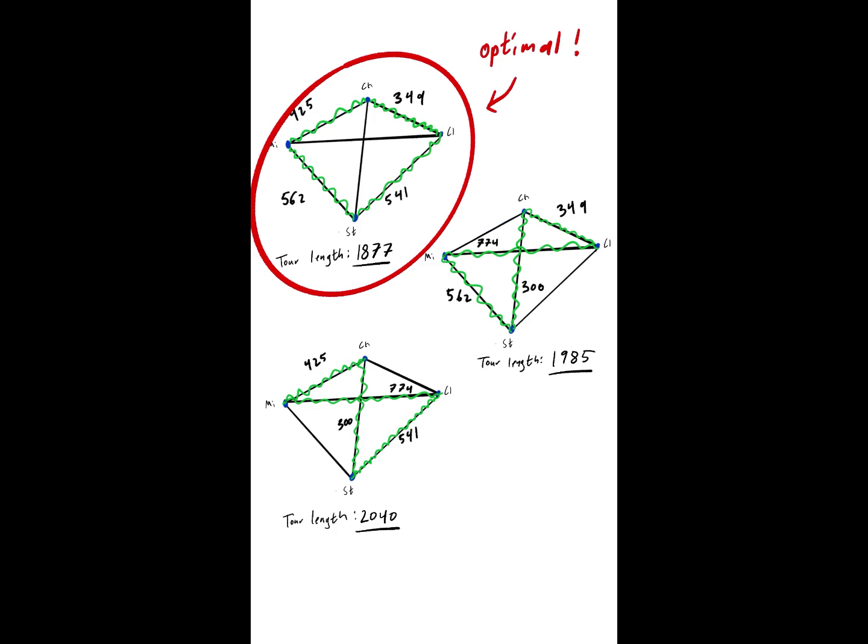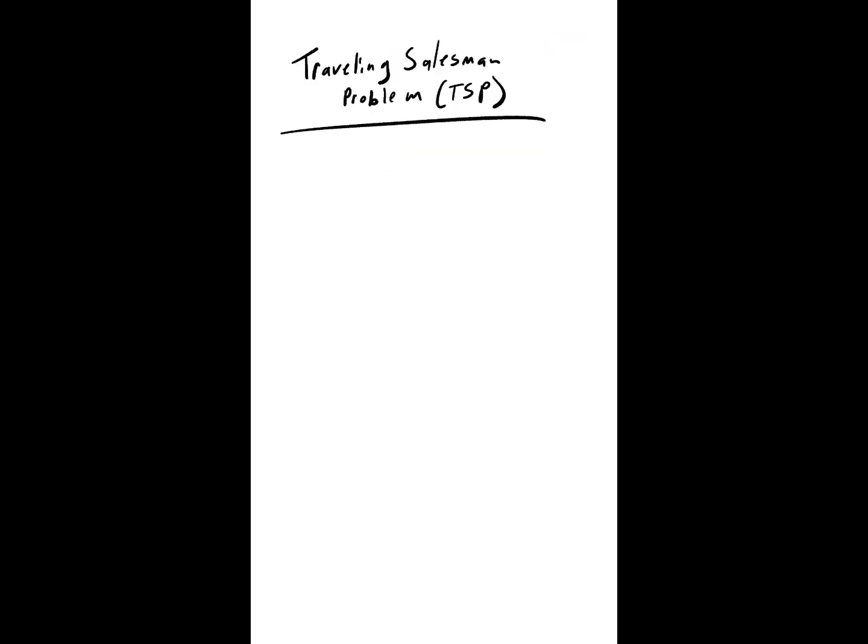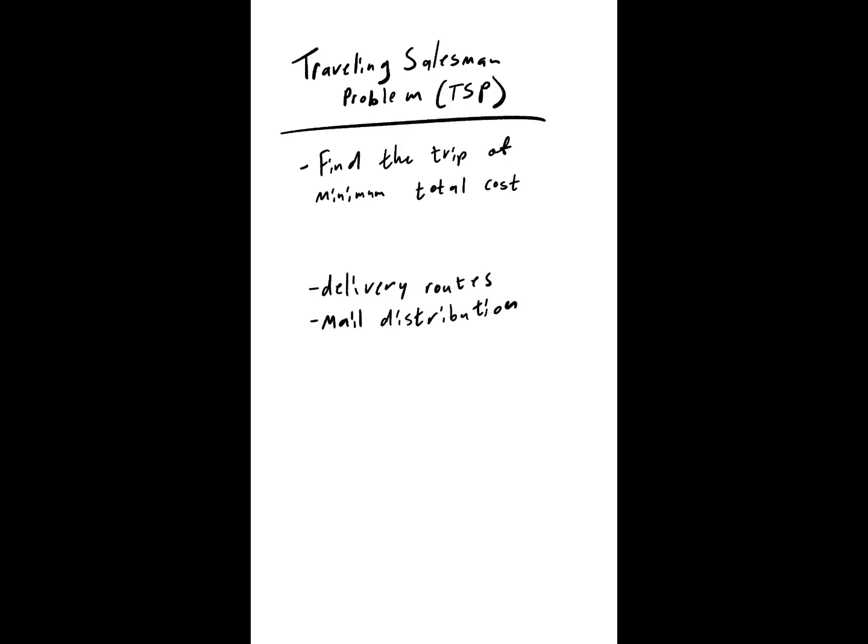This road trip is a classic traveling salesman problem, or TSP. The goal is simple: find the trip of minimum total cost. Cost could be distance, time, or fuel, and this problem shows up everywhere, from delivery routes and mail distribution to chip manufacturing and even astronomy. Anytime a company needs to visit multiple locations efficiently, they're secretly solving TSP.